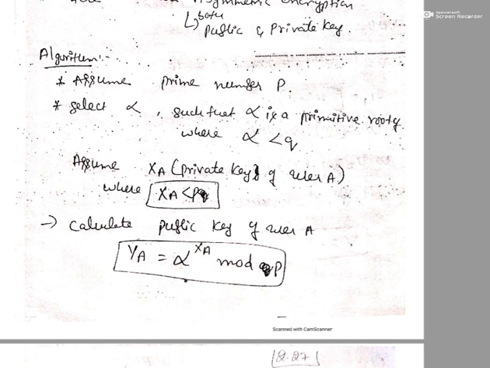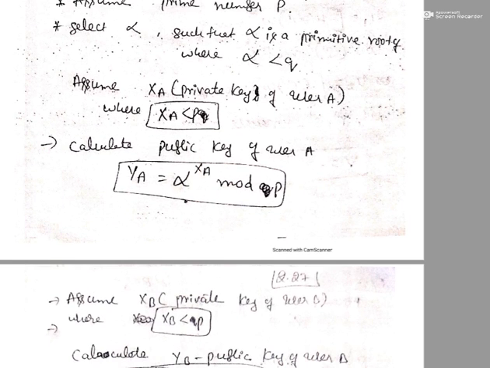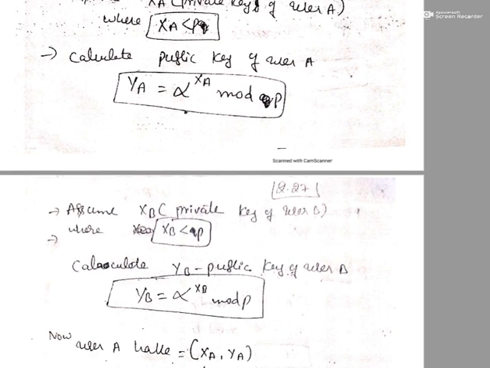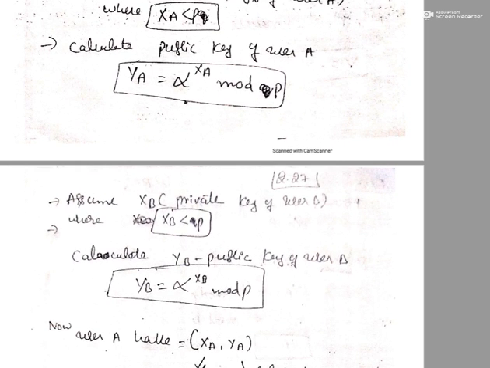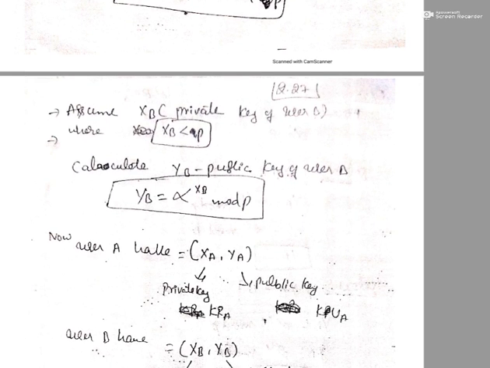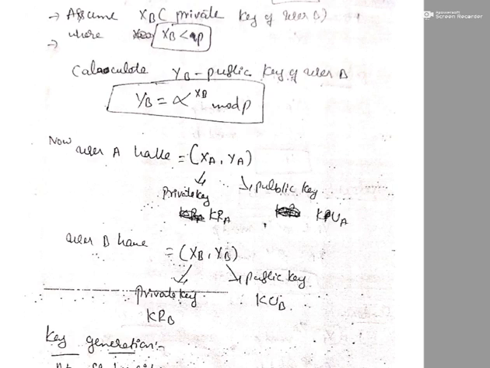In the same way we generate the public and private key of user B. So for user B, X of B is the private key, which is also less than the prime number p. And then for calculating the public key we consider Y B. For calculating this public key we also have to use the private key of user B. So that one we calculate as alpha power X of B mod p. So now we get both the public key and private key of both user A and user B.